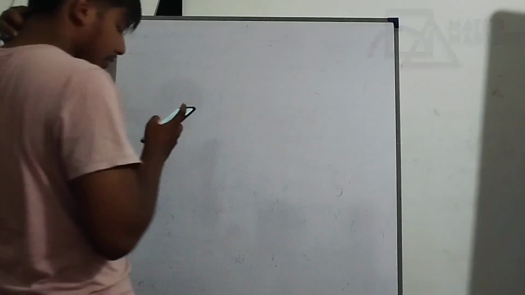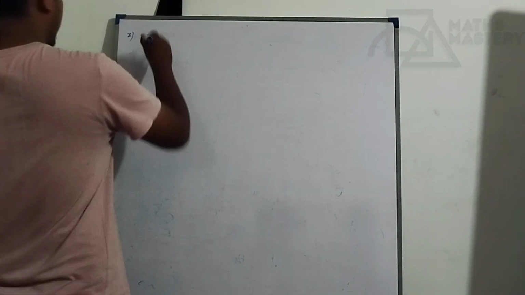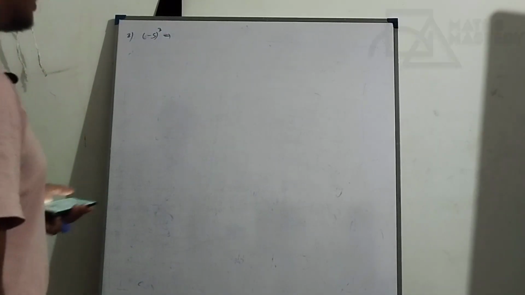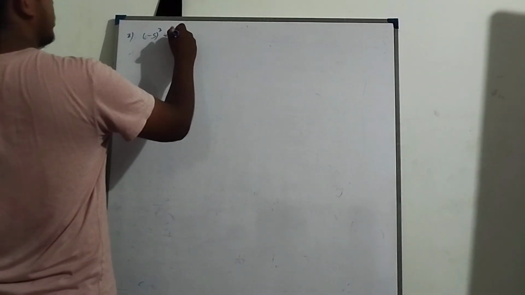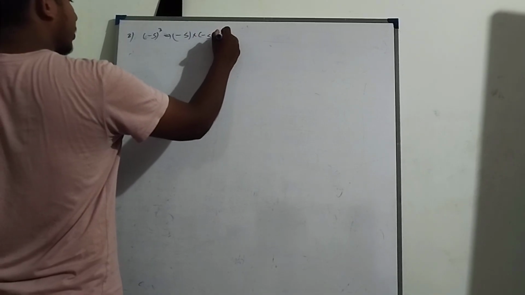Let's move to the next set of questions. Question number 8. Find the value of minus 5 to the power 3. Minus 5 to the power 3, let's expand this. Minus 5 multiplied by minus 5 multiplied by minus 5.